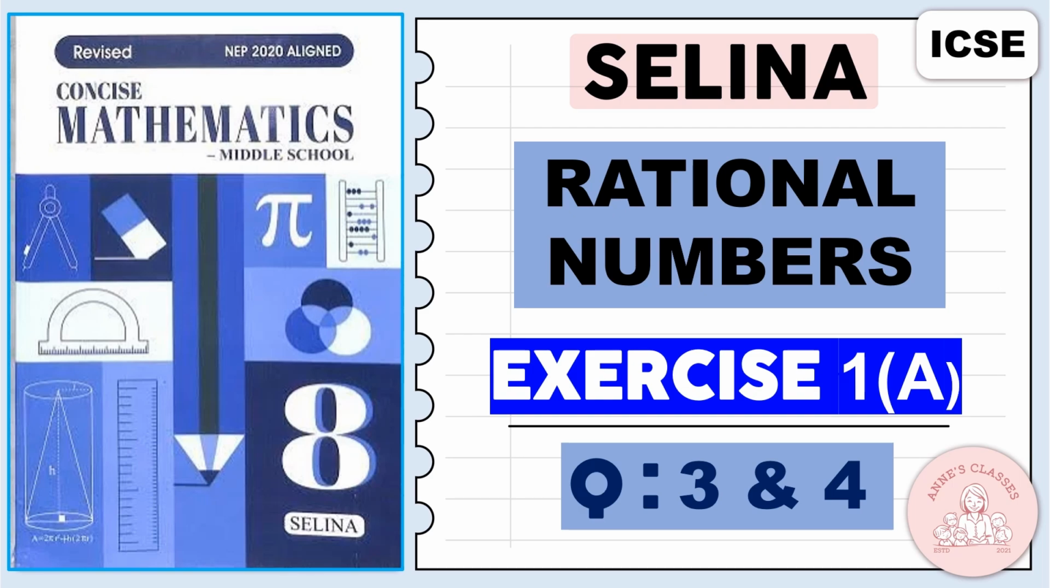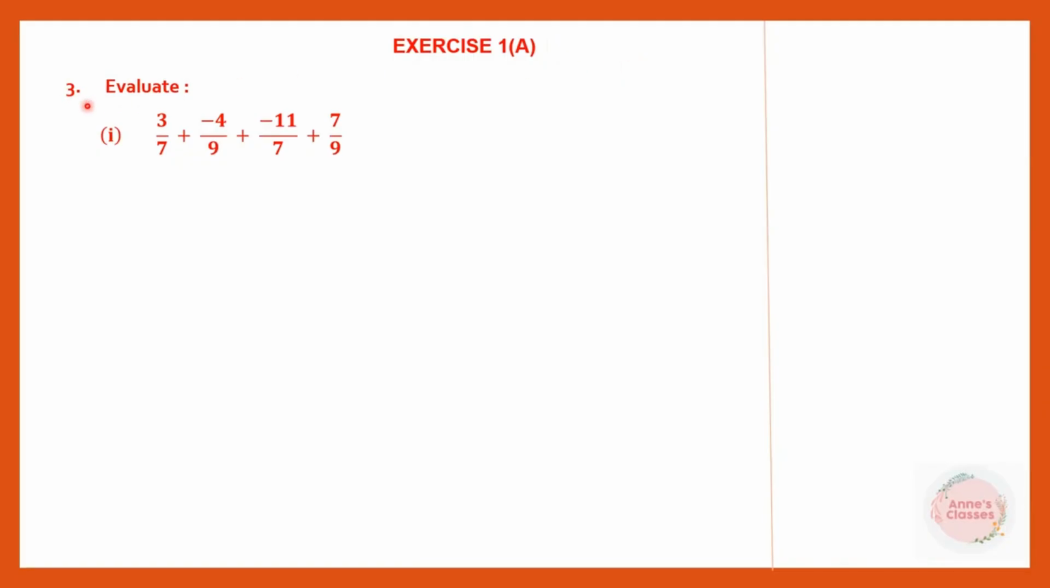Let's do rational numbers exercise 1A. Page number 9 and we are with question 3, evaluate. So here under question 1 we've been given 4 rational numbers and we have to add them.